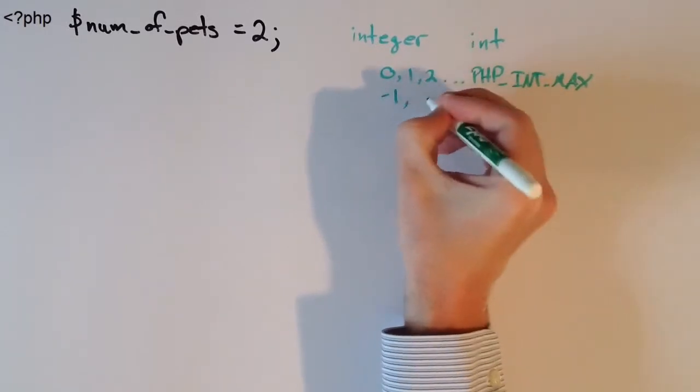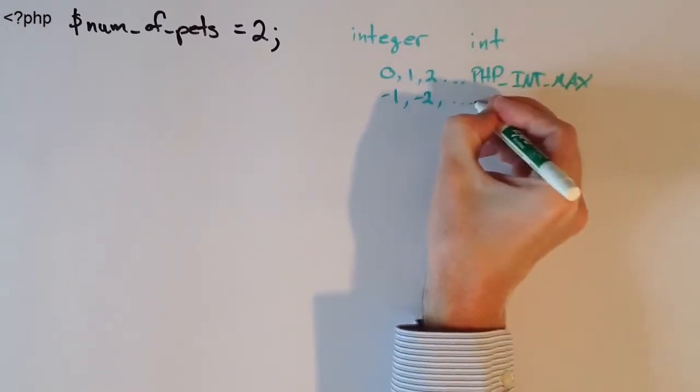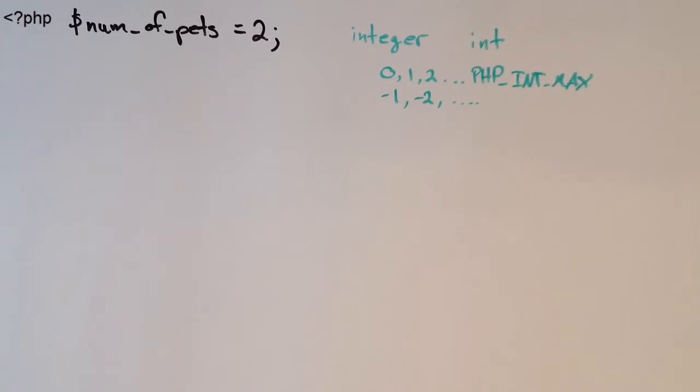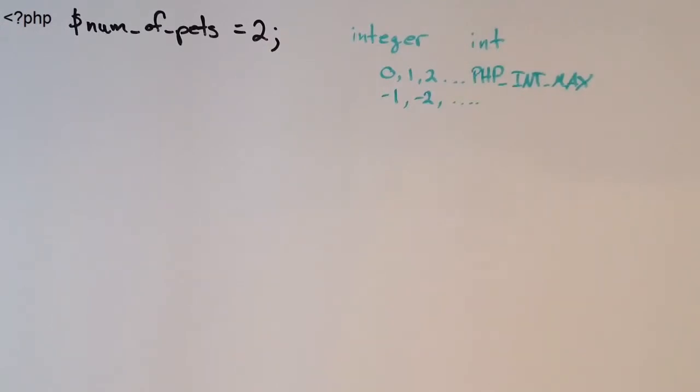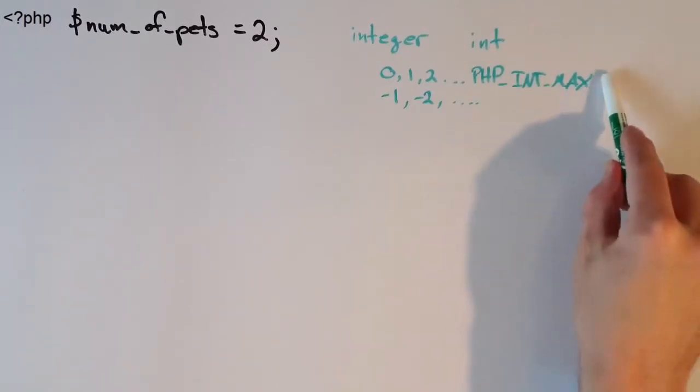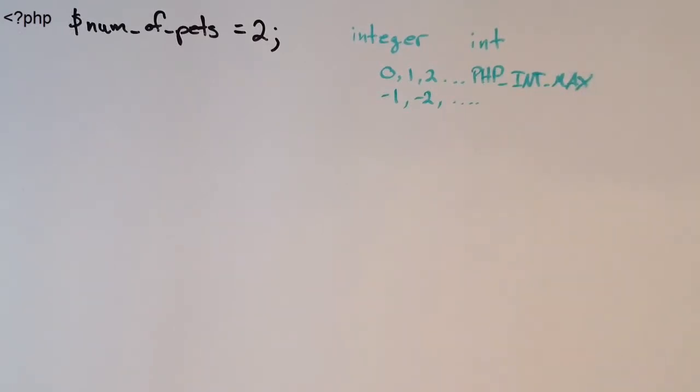So you can have -1, -2, and so forth. I don't know what the max value is off the top of my head. On the negative number scale, it's probably very close to PHP_INT_MAX, which is a constant. That value doesn't really change all that often.